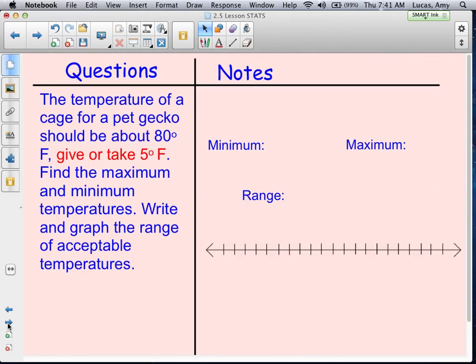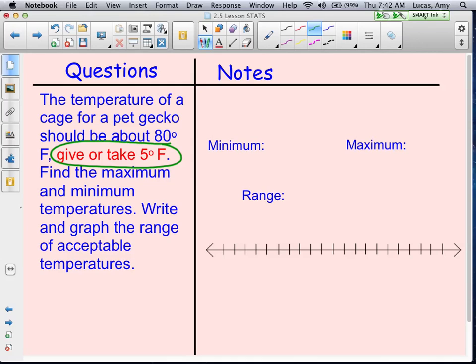Okay, last part. The temperature of a cage for a pet gecko should be about 80 degrees, give or take 5 degrees Fahrenheit. Find the maximum and minimum temperatures, and then write and graph the range of acceptable temperatures. Well, give or take 5. Give or take 5. That means that it could be 5 either way. So it could be plus 5, or it could be minus 5. So 5 in either direction.